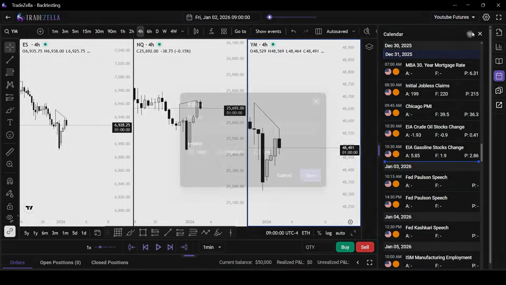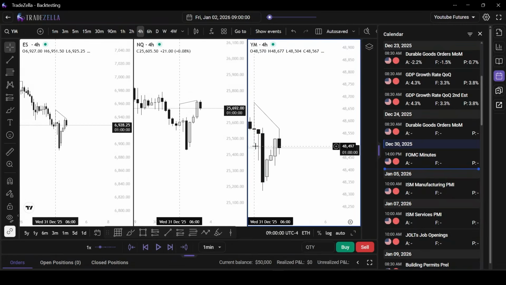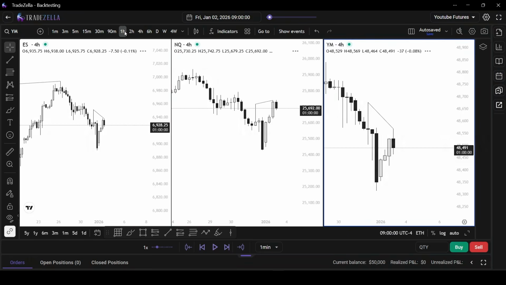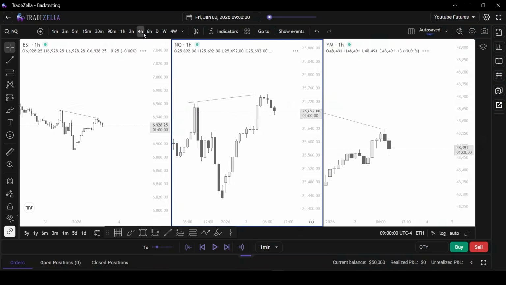Take a look at that. High impact news only. When is this day? We have Friday the 2nd. There's no news on the 2nd, so we have just on the 5th, so we're good. I can drop down lower. Now, what are you noticing?